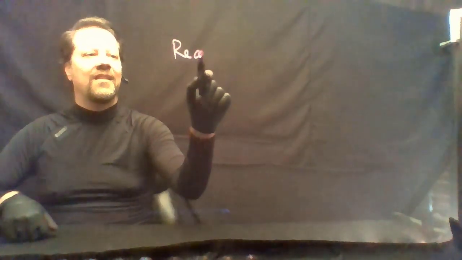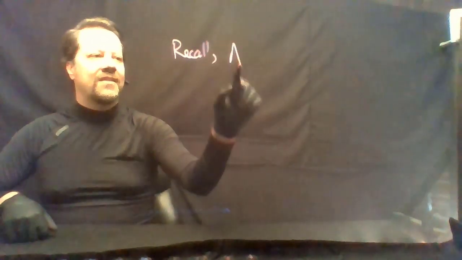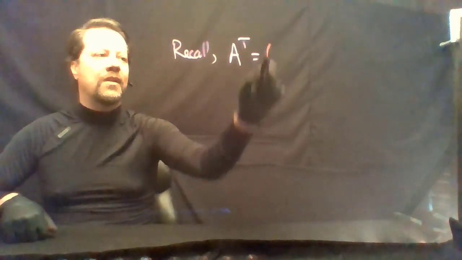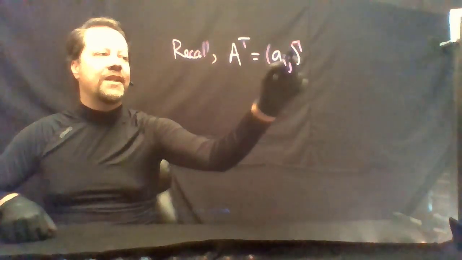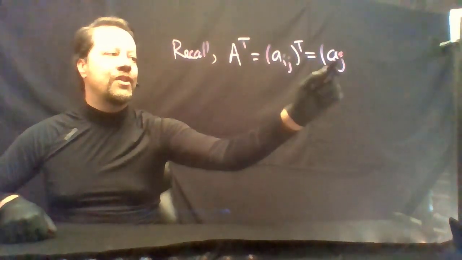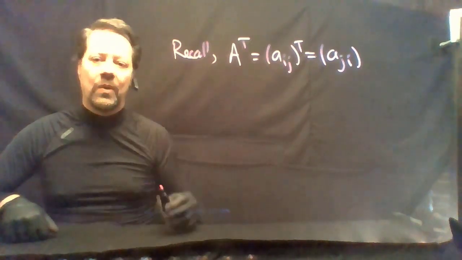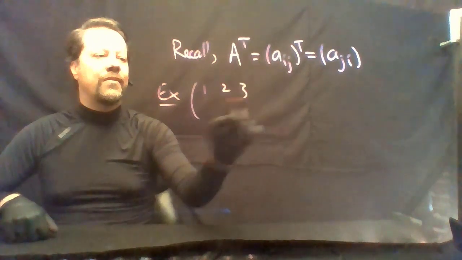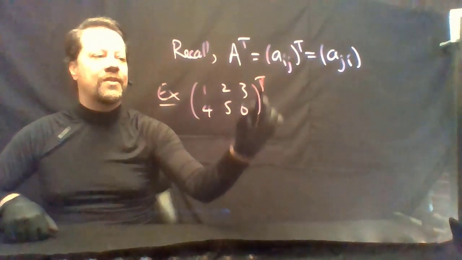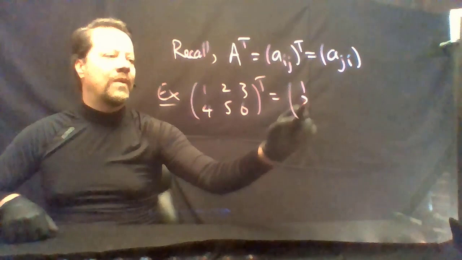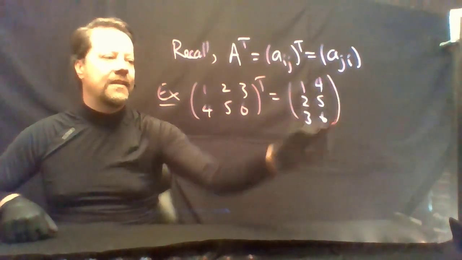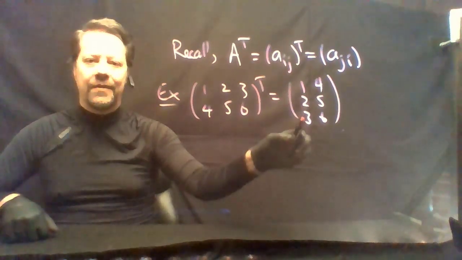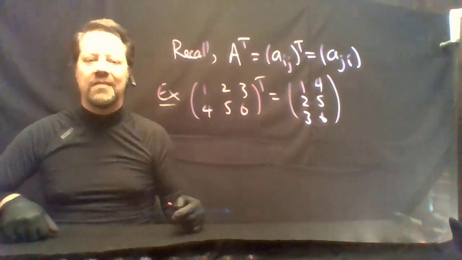Recall, A transpose reverses the roles of rows and columns. So if you take A_ij transpose, you end up with A_ji, reversing the role of rows and columns. For example, if I have the matrix with rows 1, 2, 3 and 4, 5, 6 and transpose it, what I get is columns 1, 2, 3 and 4, 5, 6 in this way. Reversing, taking the first row and making it into the first column, the second row into the second column.